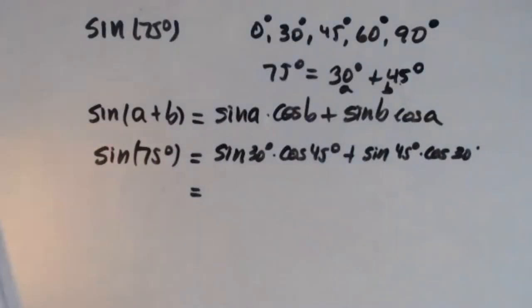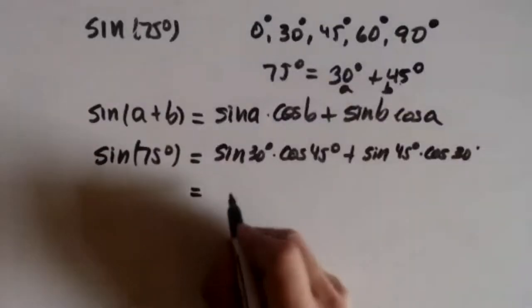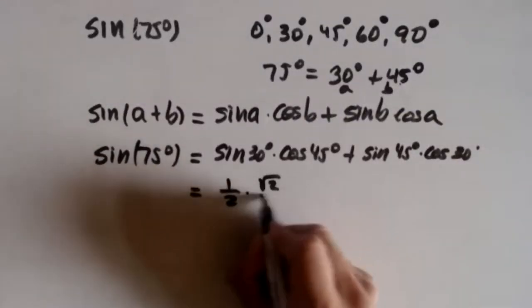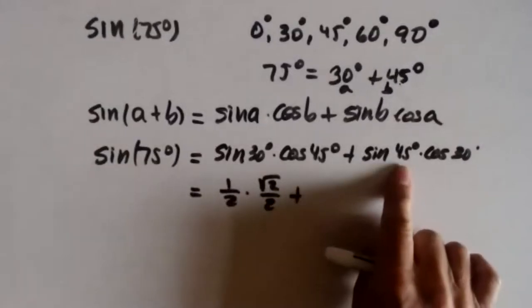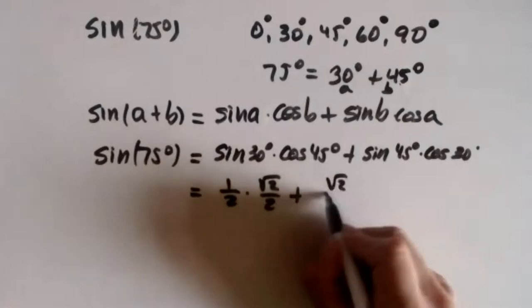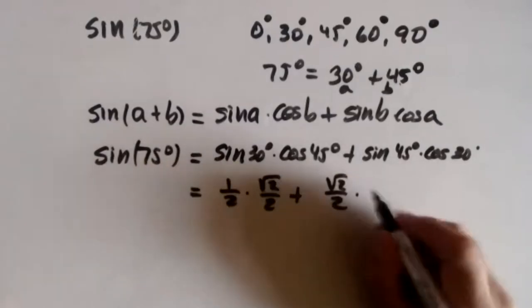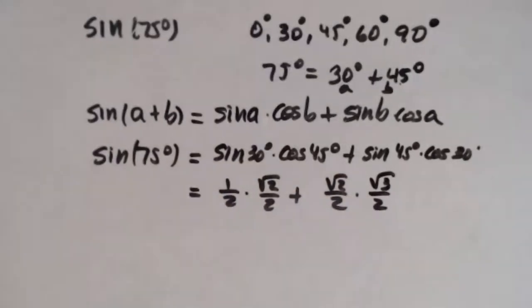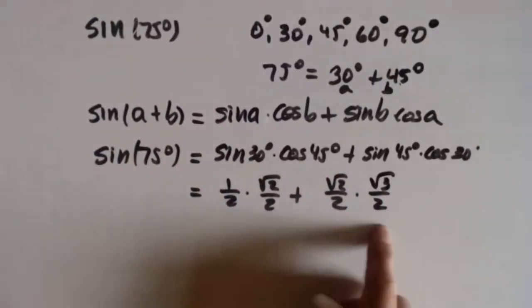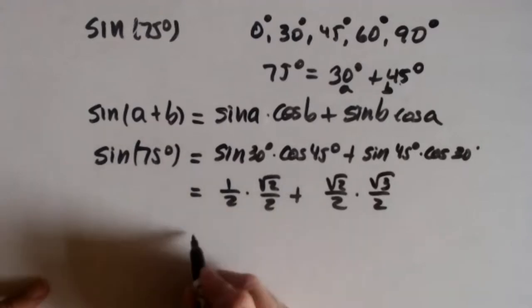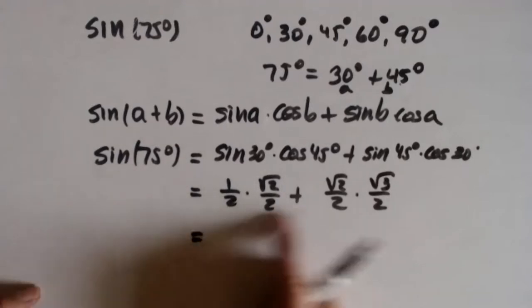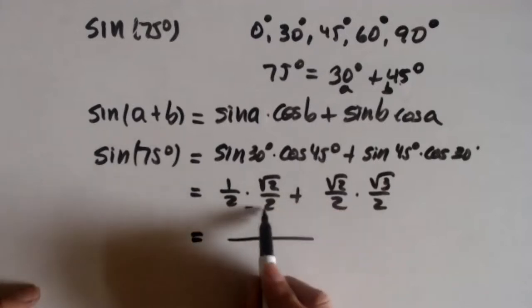So I just go here and I check. Technically you're supposed to know them, but okay, I have here, for instance, sine of 30. Sine of 30 is 1/2, and cosine of 45 is square root of 2 over 2. So I'm going to put here 1/2 times square root of 2 over 2 plus sine of 45, which is again square root of 2 over 2, and cosine of 30 is square root of 3 over 2, correct? So you have these numbers, and these numbers can be operated. 1/2 times 1/2 is 1/4.